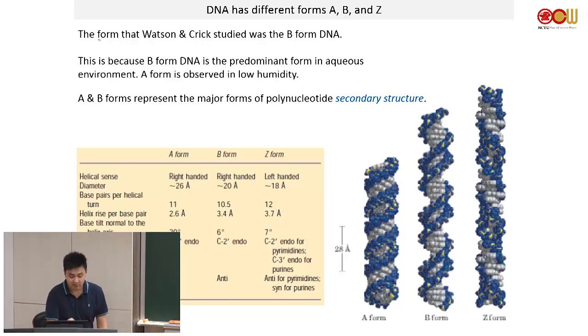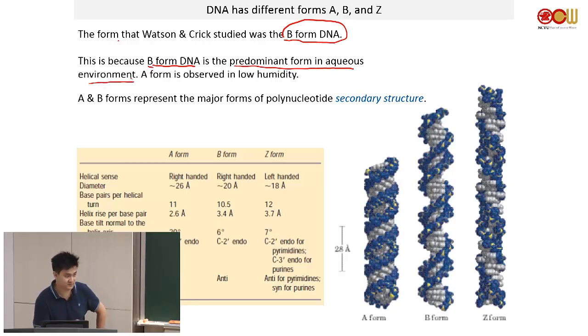Now, the form that the Watson and Crick model came up with was actually the B form DNA, and that is because the B form DNA is the predominant form in aqueous environments. It's favored in aqueous environments, and of course, DNA is naturally found in aqueous environments, so DNA is usually going to be in its B form. I'll show you what A and B mean in just a second.